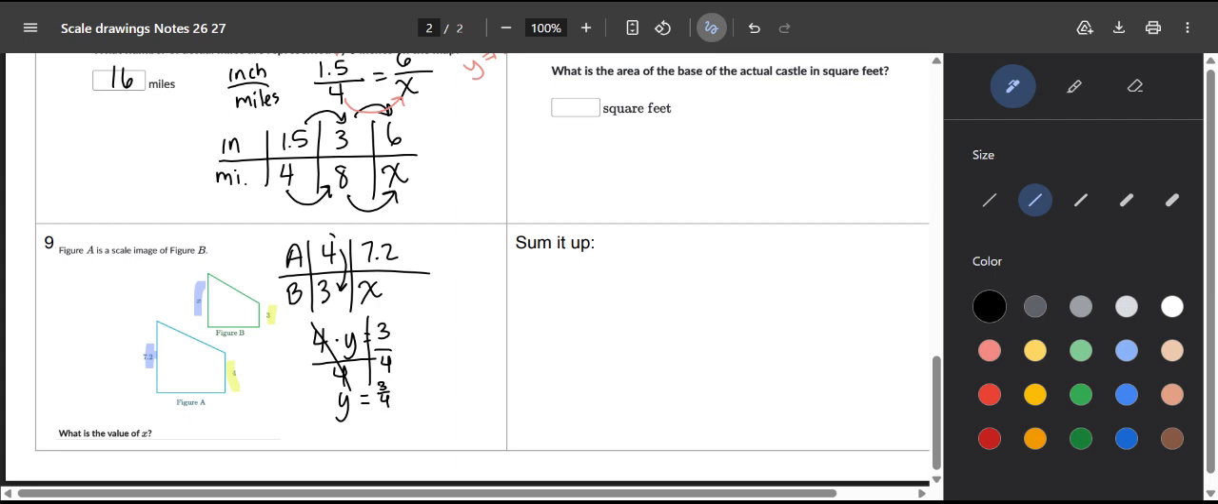That means if I take A and multiply by 3/4, I'll find B. 4 times 3/4 will get me to 3. So I can take 7.2 and multiply by 3/4 to figure out what x is. And that tells me x must be equal to 5.4, 5 and 4/10. Okay?